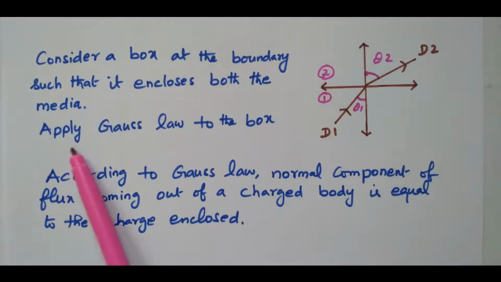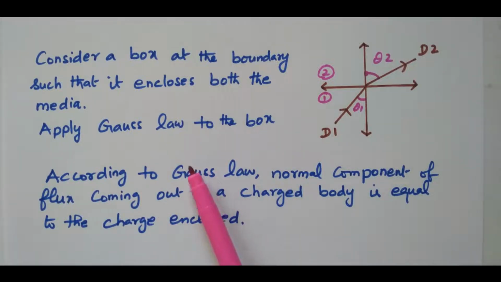Now we are going to apply Gauss law to the box. What is Gauss law? The normal component of flux coming out of the charged body is equal to the amount of charge enclosed. Flux is equal to charge, psi equals Q. Now we need to identify what flux is available here and what charge is available here. Then we can apply the law, and from that we can find the relation.